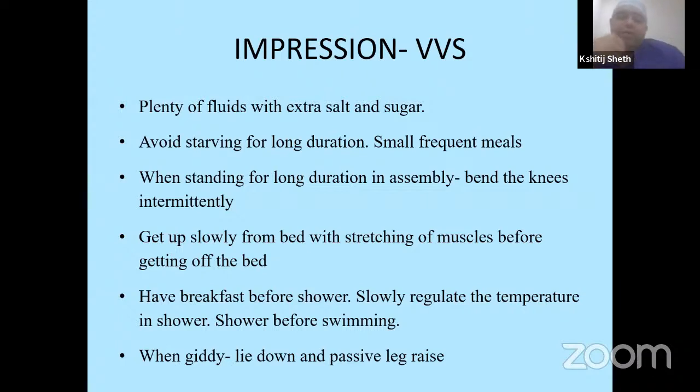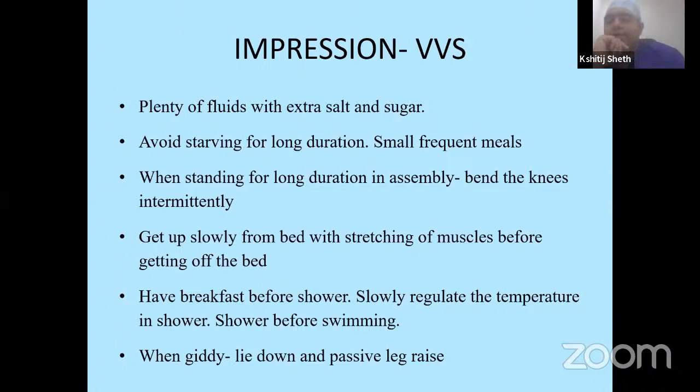Sometimes, as I said, the syncope is common in the morning when they get up from the bed. So slowly get up from the bed, hang the leg before you start walking, stretch the muscles before you get off the bed. It is also good if these patients can have breakfast before a shower. In the shower, many times you have a sudden change in temperature, like sudden cold or hot water, and then also you might get syncope. So slowly regulate the temperature of the water.